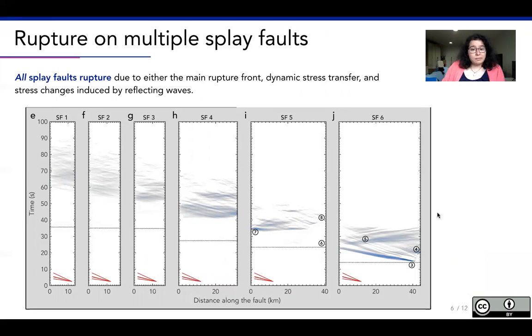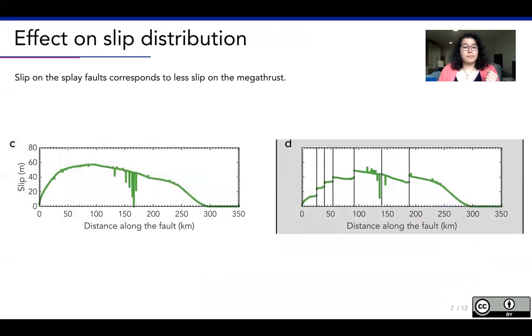The fact that these splay faults rupture has, of course, an effect on the slip. First of all, we observe slip on each of these splay faults, and we see a decrease in slip on the megathrust. So that is what we see here. We have our model without any splay fault geometries, where the slip distribution looks something like this. And here we have our model including the splay fault geometries, where all the 6 splay faults actually rupture.